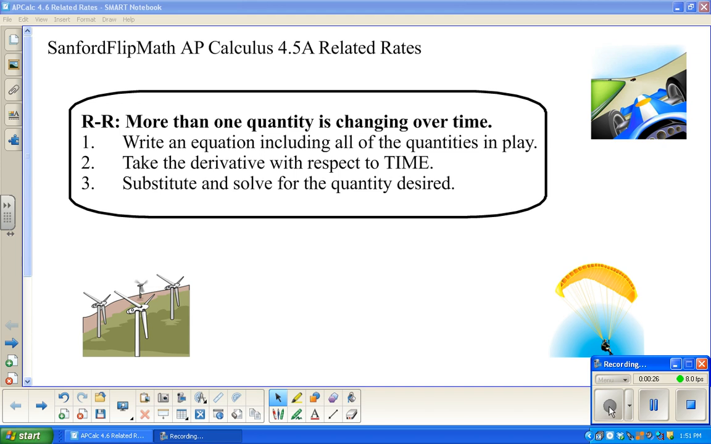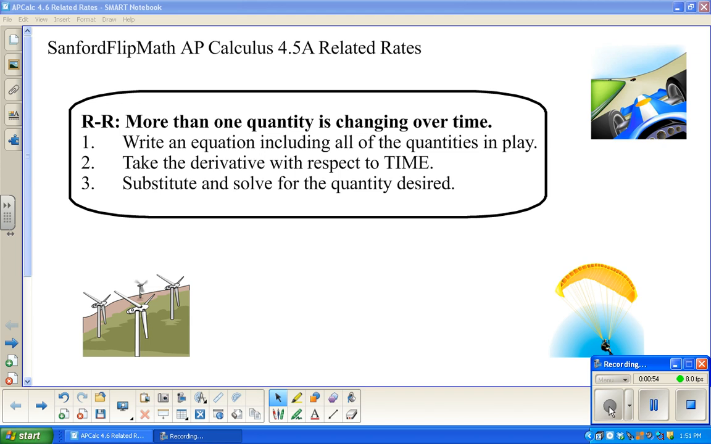In other words, it's when we have more than one quantity changing with respect to time. So we might be talking about velocity of one thing compared to the velocity of another, or maybe components of velocity. Maybe we're talking about how one side of a triangle is changing and how that affects the other side, and things like that.